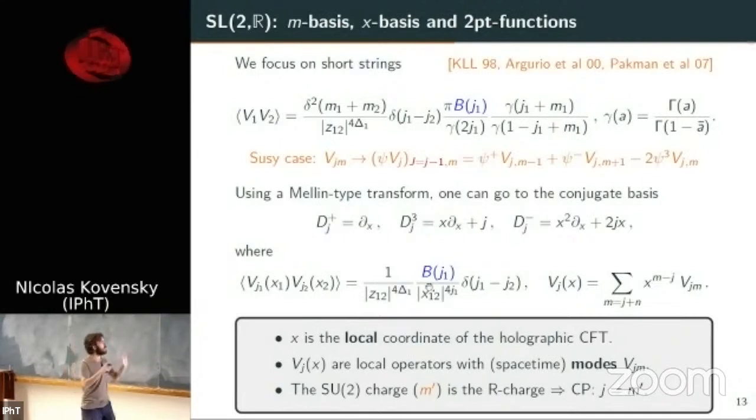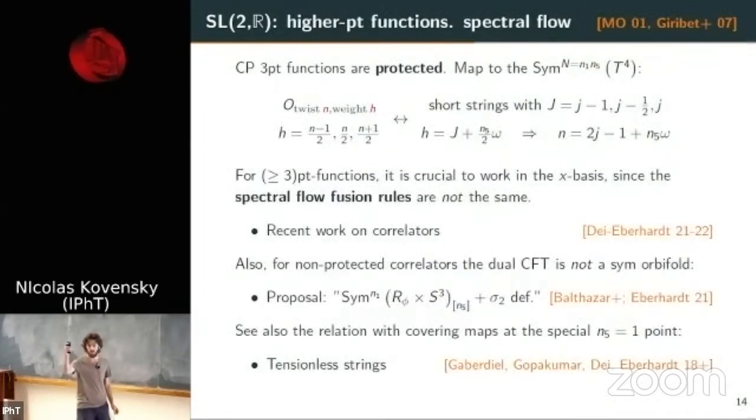Just try to remember the fact that X is the local coordinate on the boundary on the holographic CFT, and it will be important for us. And it's really important, as was highlighted, for example, in the recent papers by Andrea and Lawrence Eberhard, to think in terms of this X basis when you compute correlators, as opposed to the M basis, the correlators of the projections, which correspond to correlators of modes of the operators and not local operators in the holographic theory.